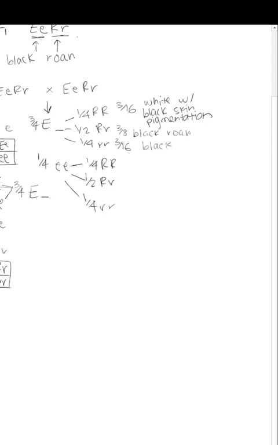And then this one, we'll go ahead and move on to our little e's. So we have a quarter times a quarter, so that's 1/16. So we have 1/16 that are little e with 2 big R's, so the big R's are making it white. And since it has the 2 little e's, it's going to have that light skin pigmentation. So they will be white with a light skin pigmentation.